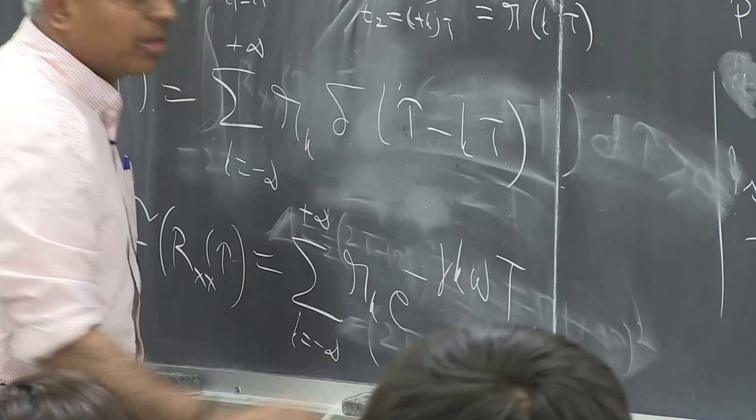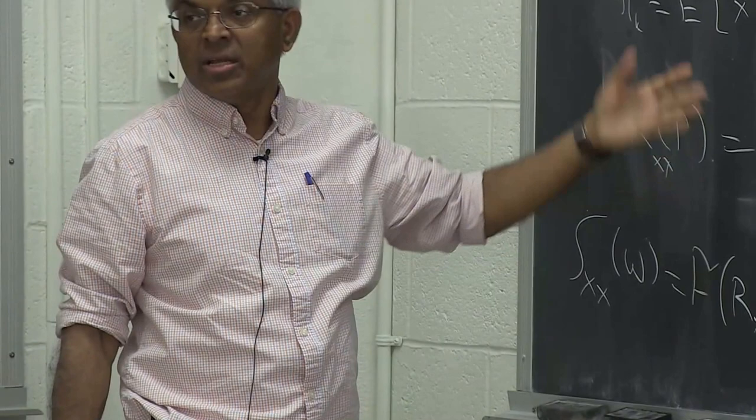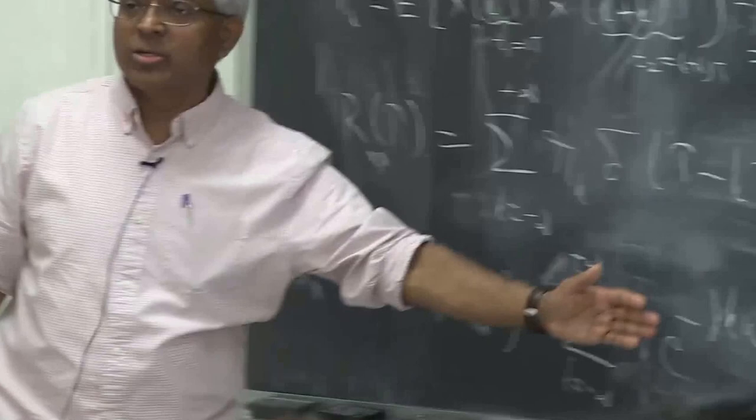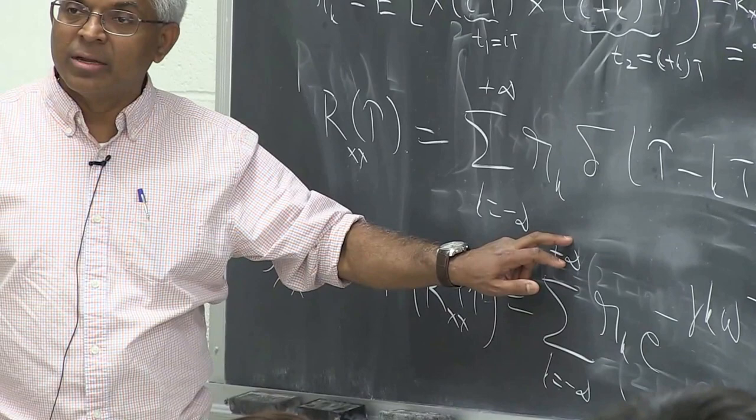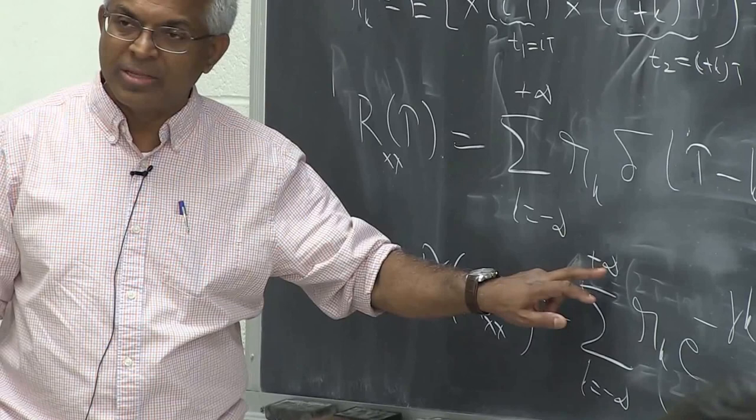This must be non-negative because we already established that the Fourier transform of any autocorrelation function is non-negative. If you have a discrete time system, this is the Fourier transform. Look here: you compute the autocorrelations, you take a DTFT, and you can find the power spectrum. But the DTFT goes from minus infinity to plus infinity. This is not the same as putting here minus n to plus n. We'll see that.